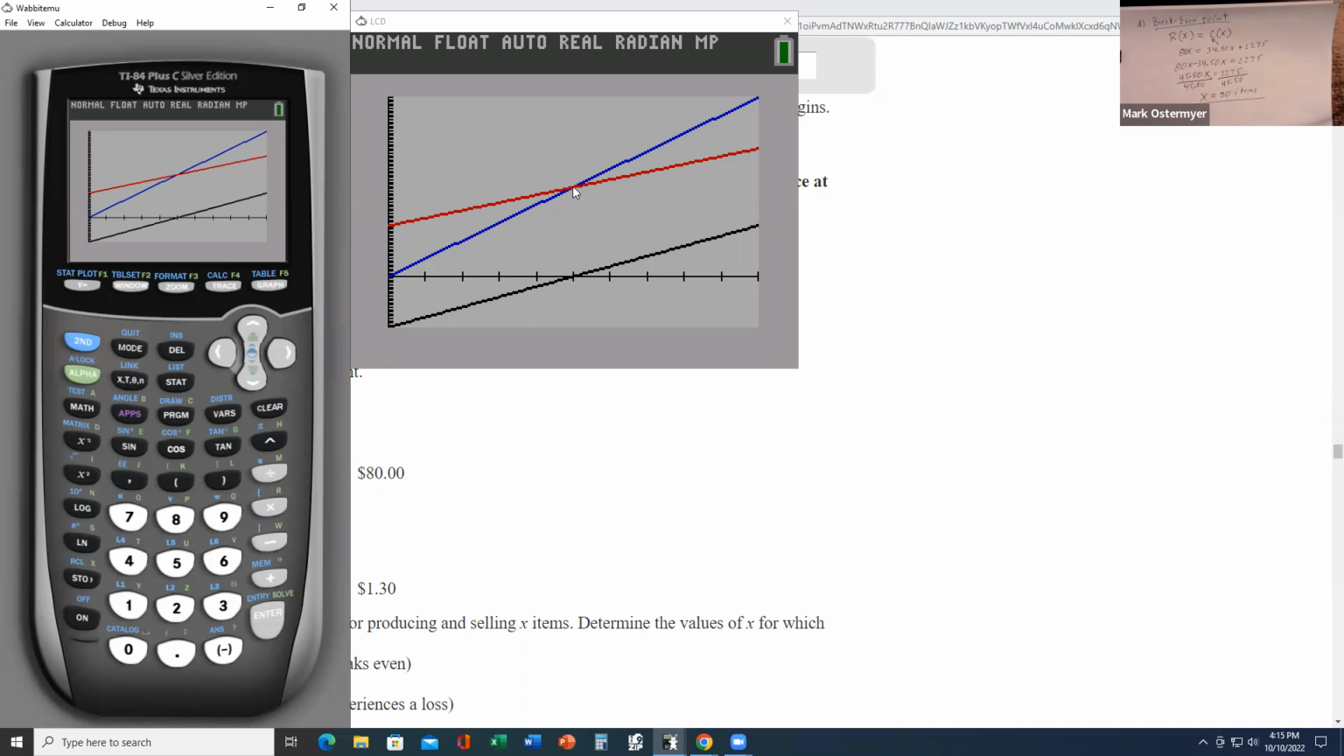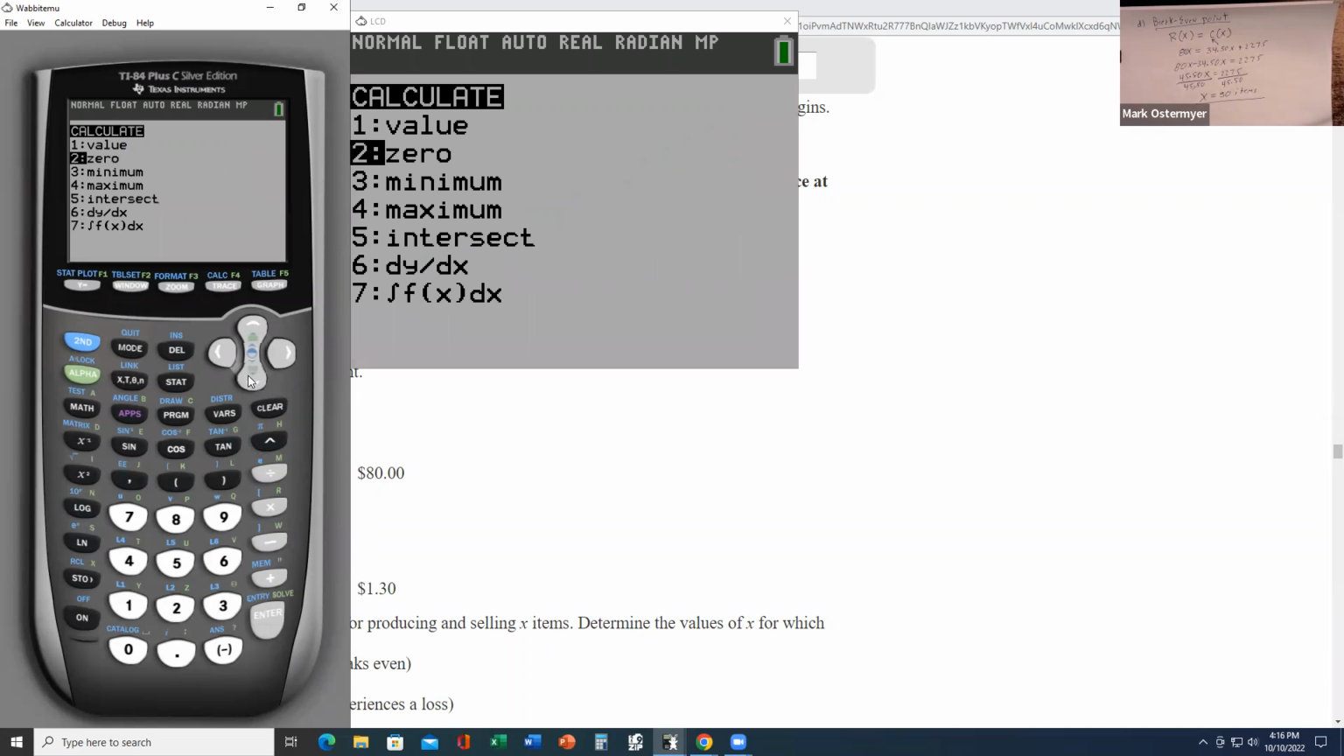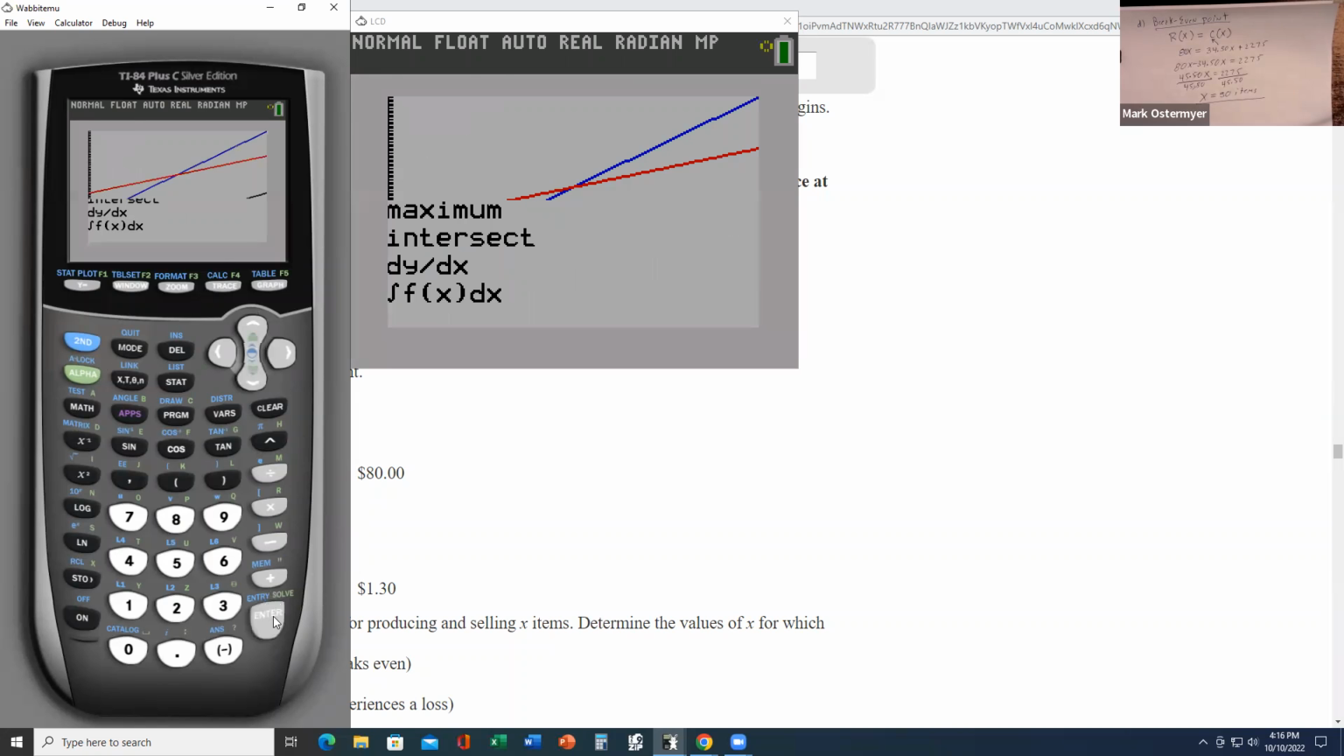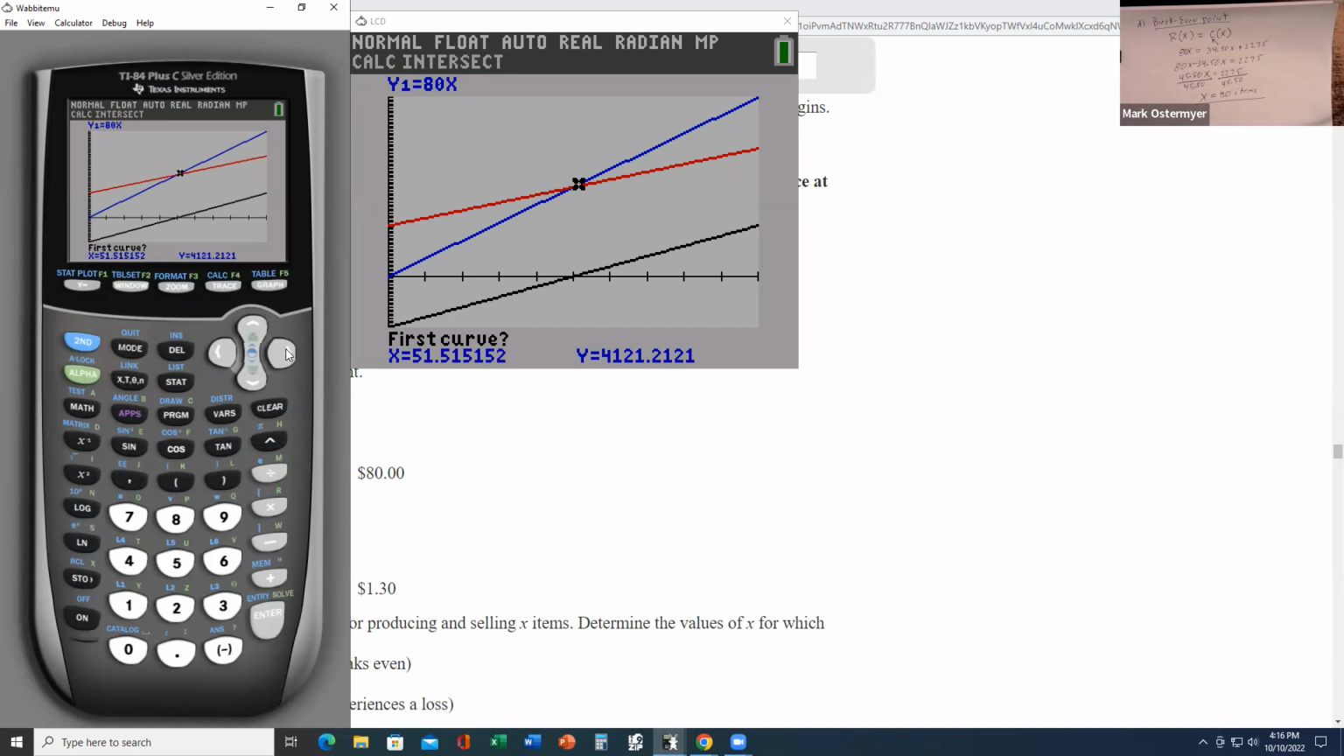It makes sense. Now, wouldn't we like to find this point of intersection, the break-even point? We can do that. Go to calculate, second trace. Go down and use the intersect function. Let's find the point of intersection between our red and blue graph, the revenue and the cost function. There will be my first curve, hit enter. There's my second curve, hit enter again. There's your break-even point, 50, 4,000.